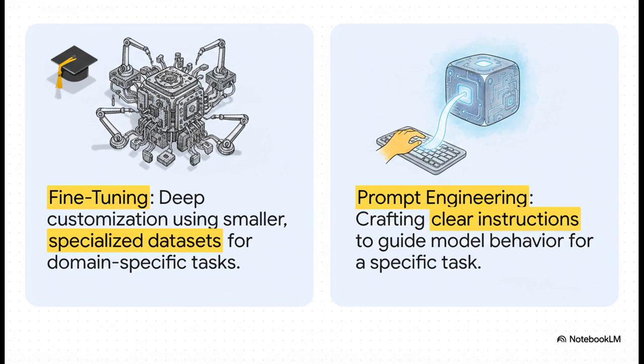Think of it like this. Fine-tuning is like sending the AI to a specialized school. You take the base model and retrain it on a specific set of data, say medical textbooks, to make it an expert in medicine. Prompt engineering is what most of us do every day. It's the art of writing really clear instructions to guide the AI without having to do any retraining at all. It's the difference between being a brain surgeon and being a great conversationalist.